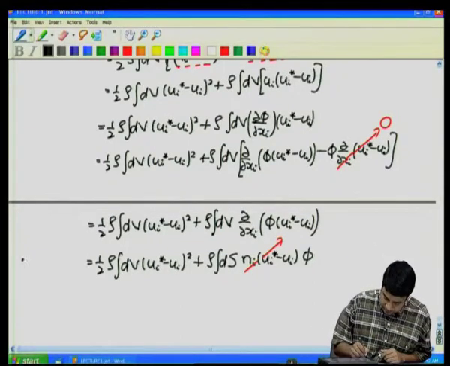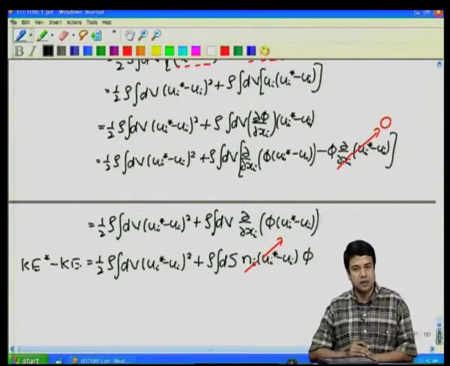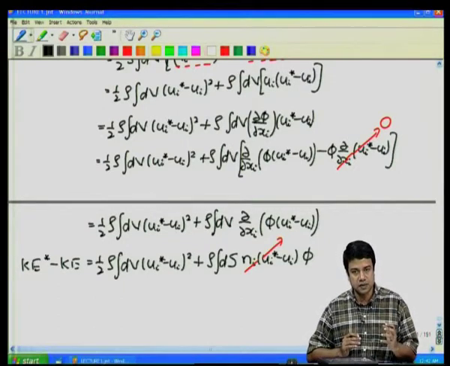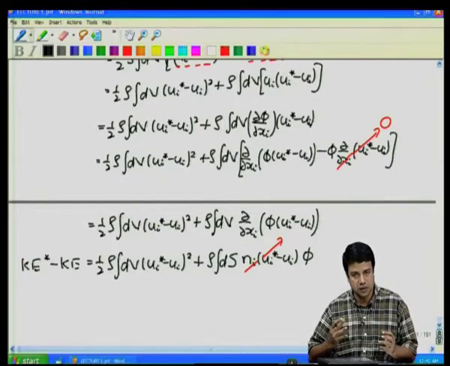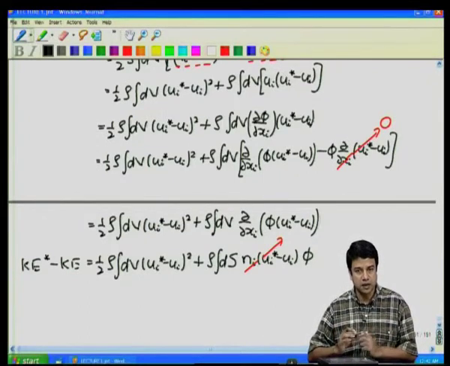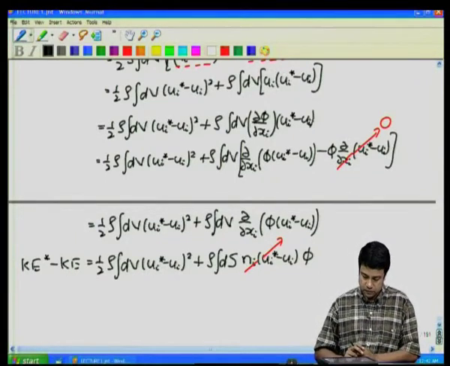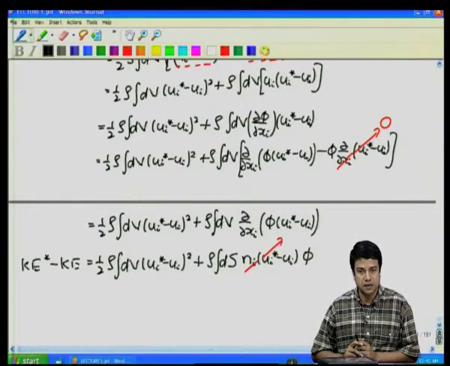That means that the difference KE star minus KE has to be a positive number. The difference in kinetic energy between the flow which did not necessarily satisfy the potential flow conditions and the flow that did satisfy them has to be positive. That means that the potential flow solution has the lowest kinetic energy of any solution that satisfies the incompressibility condition as well as the normal velocity condition at all boundaries. So, this basically tells us that the kinetic energy of a potential flow has to be a minimum.